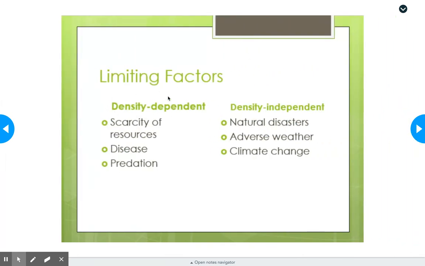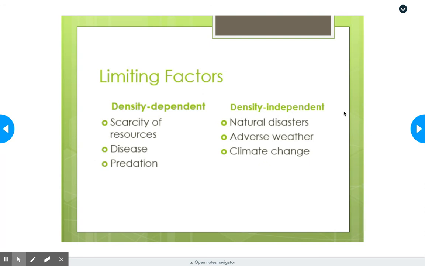So the density dependent factors would be scarcity of resources, so running out of resources that you need to survive, like food, water, or shelter. Disease, so a disease impacting a population and killing a large amount of that population. And predation. This is very important for the task. You want to know what predation is. It's when a natural predator to a species starts eating them and killing them, basically.